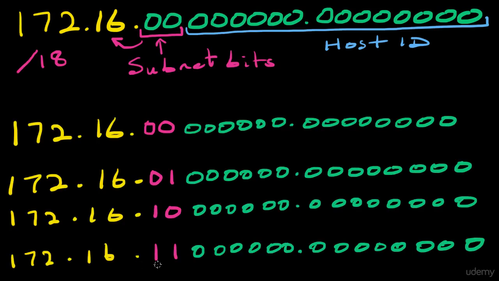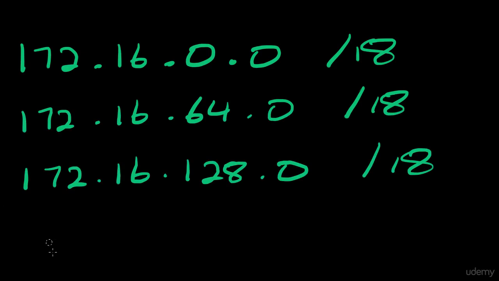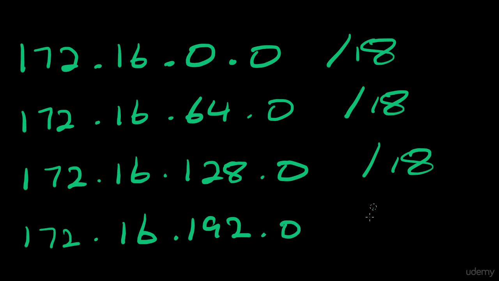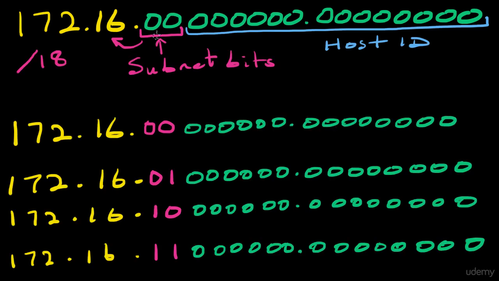And the last one has these two bits as 1, 1. This is 128 plus 64. Therefore, the last subnet is 172.16.192. 128 plus 64 is 192, dot 0 slash 18. And there you have it. Those are our 4 subnets if we were to take 2 bits from host ID and make it part of network ID with a prefix of slash 18.